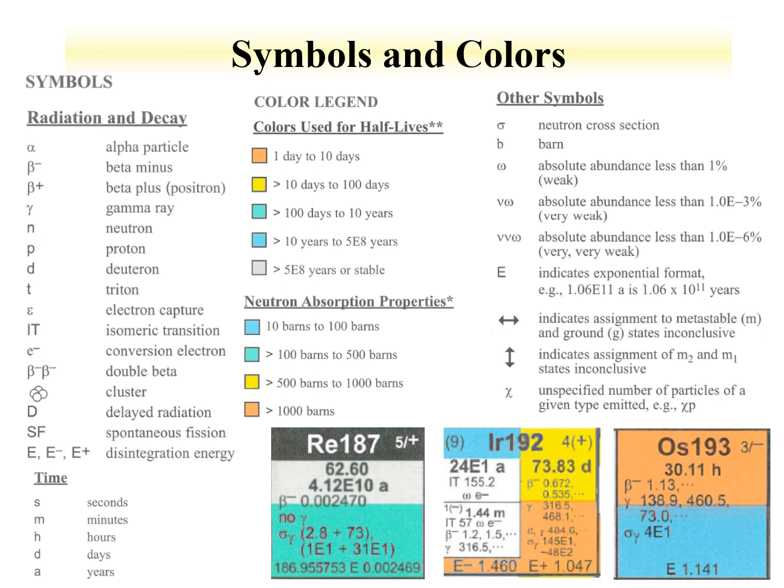Other symbols include the sigma for a cross-section, B for a barn, and then these Greek symbols for a weak abundance, a very weak abundance, or a very, very weak abundance, which is symbolized by omega and nu. For example, in the metastable state of iridium-192, the isomeric transition at 155.2 keV is shown with an omega following it, which means it's a weak abundance. So under 1% of the time it occurs.